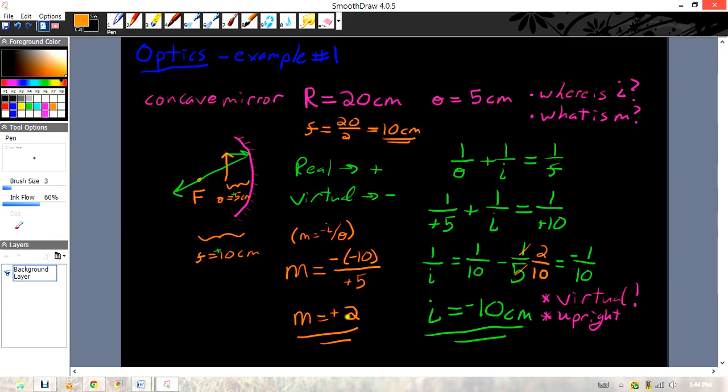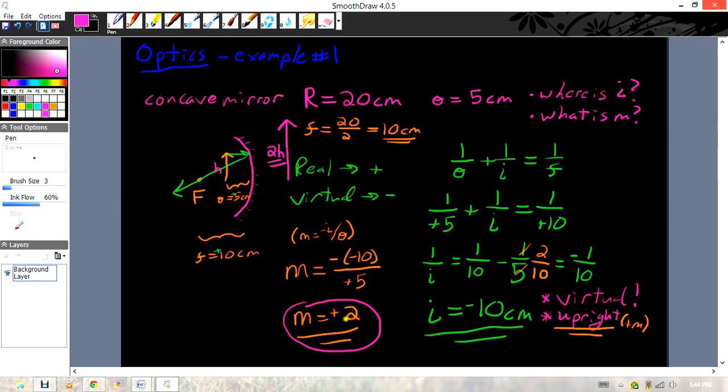So, what the heck does this mean? Well, the positive means it's upright. Positive magnification. I already figured that out, though, because we knew virtual meant upright. The 2 means it's twice as large. Boom! Which means that if this were height h, our image would be a height 2h. So that's how to interpret this.